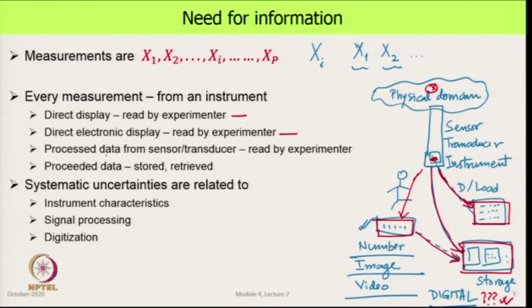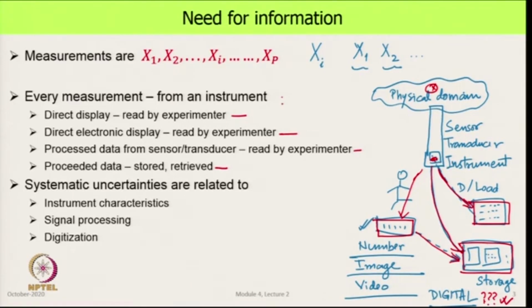Or we could have processed data from the sensor or transducer, which is read by the experimenter. So, here some operations took place and then you saw the data, and an example of this is a thermocouple sensor, whose data has been produced, has been processed, and finally, a display gives us the temperature in degrees Celsius. And the last thing that we saw here was that the data was directly sent to a storage, and from there we retrieved it and we looked at it as numbers.